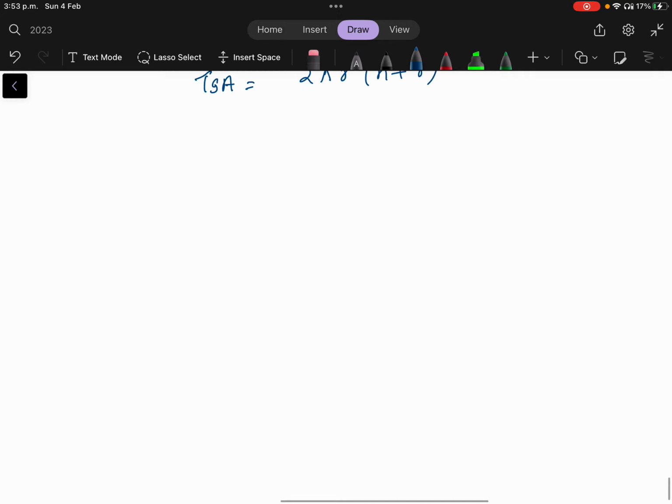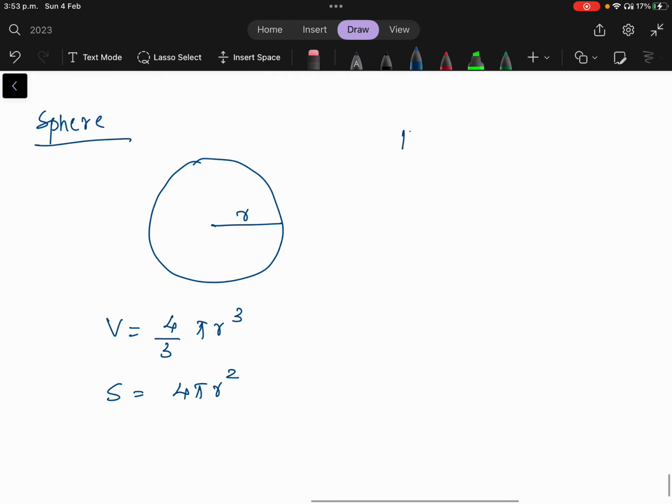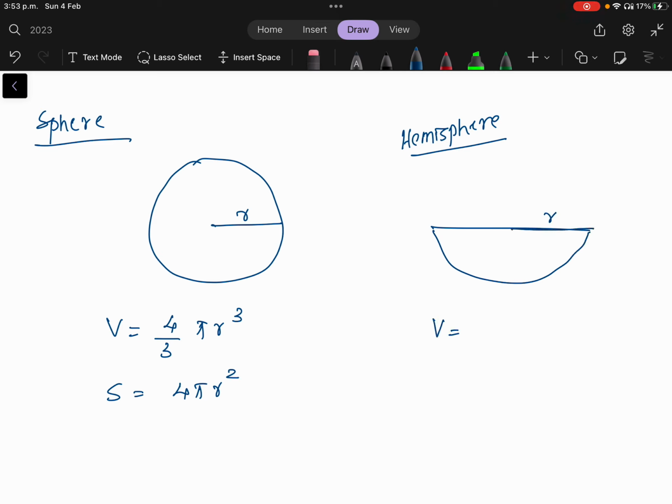The third one is the sphere. If you have a sphere of radius r, volume is equal to 4 by 3 pi r cubed, and surface area is equal to 4 pi r squared. Now with the hemisphere, which is half of a sphere, the radius is r. Volume is equal to 2 over 3 pi r cubed, and surface area is equal to 3 pi r squared.